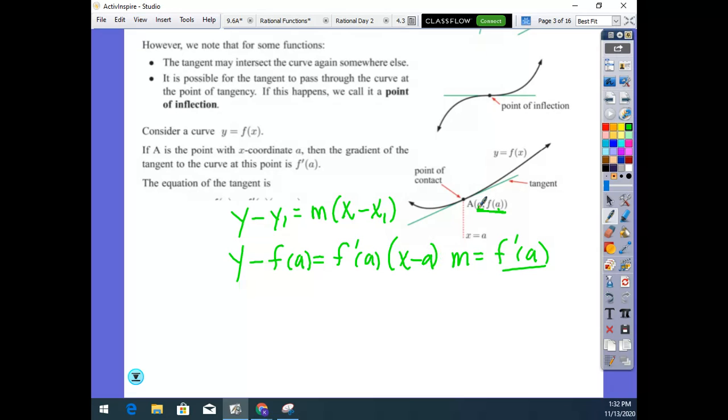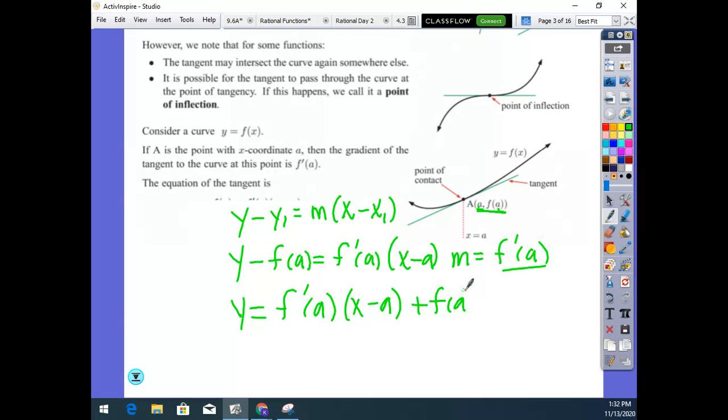And if we want to get y by itself, I'm just going to add f of A to the other side. And that's my final answer.